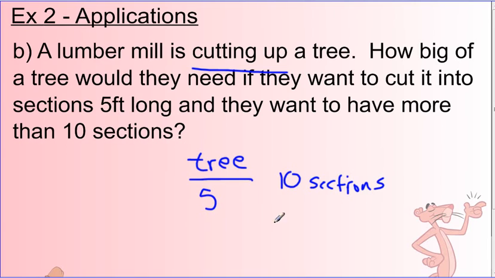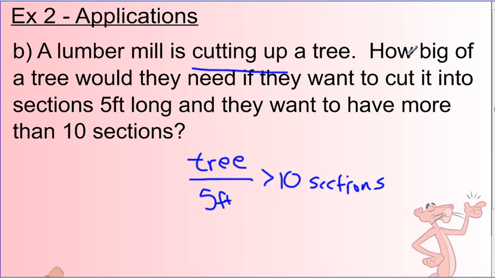Okay, so there's a tree. You're dividing it by 5. You're cutting it into 5-foot long sections, and you want to have more than 10 sections. So you want the tree divided by 5 feet to be bigger than 10 sections. This is our verbal model: tree divided by 5-foot sections, and you want this to be more than 10 sections.